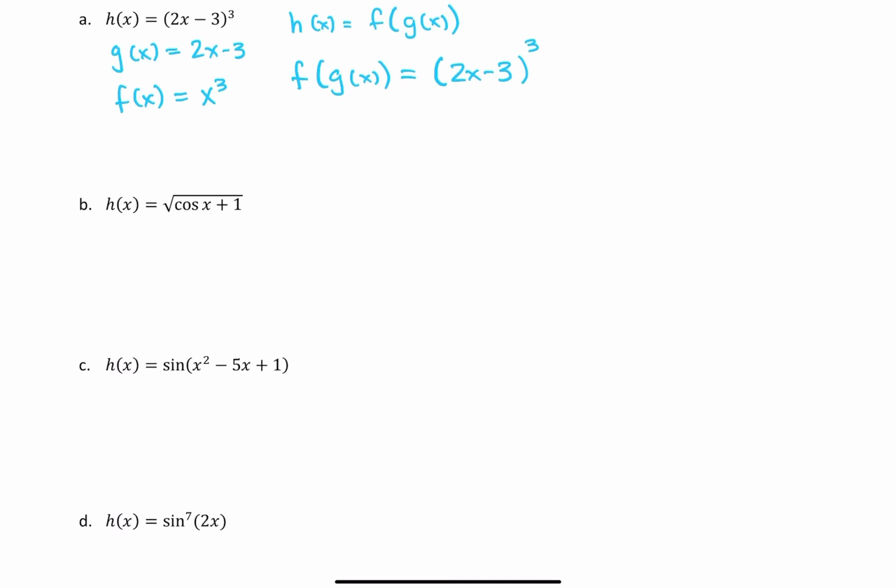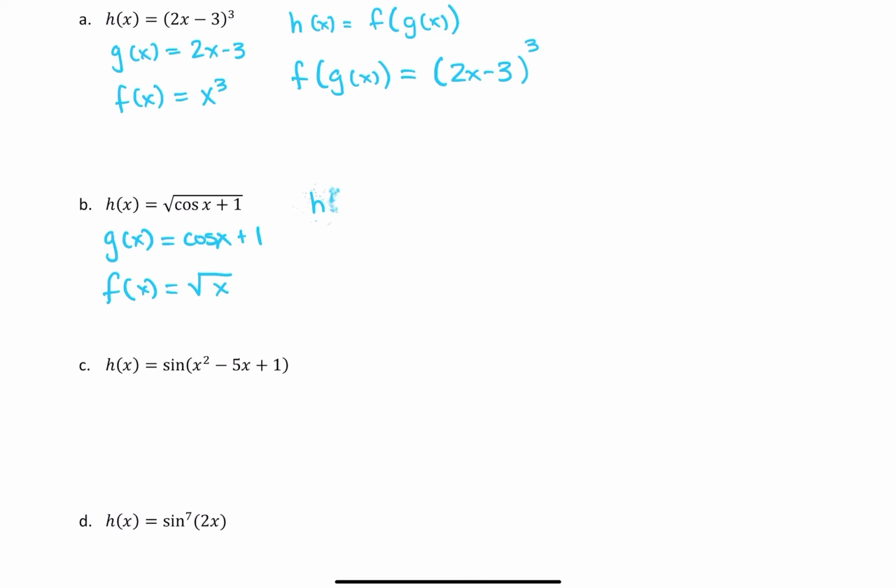For letter B, we're going to do the same thing, where we have the square root of cosine x plus 1. The inside function means we take the cosine of an angle and then we add 1 to it. So our g of x equation is going to be cosine x plus 1, and our f of x equation is going to be the square root of x, the square root of whatever we just took the cosine of and added 1.